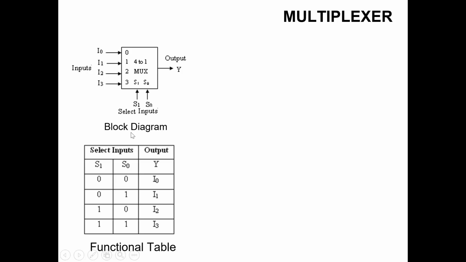The functional table of the 4 to 1 mux is shown here. We have two select lines S0 and S1, and one output line. When 00 is selected, I0 will be selected at the output. When S1 is 0 and S0 is 1, the I1 input is selected at the output. When it is 1 0, then I2 will be selected. When it is 1 1, then I3 will be selected.